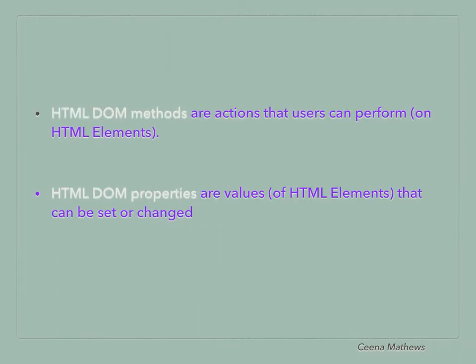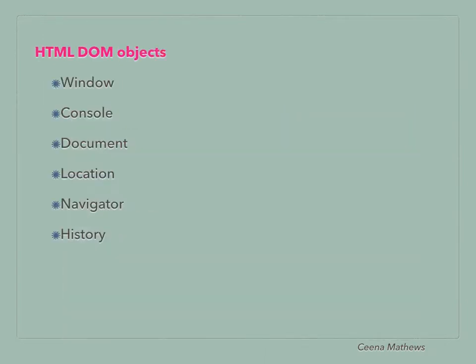And HTML DOM methods here means actions that users can perform on HTML elements, and HTML DOM properties are values that can be set or changed by the user. We'll see the details in the further slides. These are the objects of HTML DOM: window, console, document, location, navigator, and history. We'll see each of them briefly in the further slides.